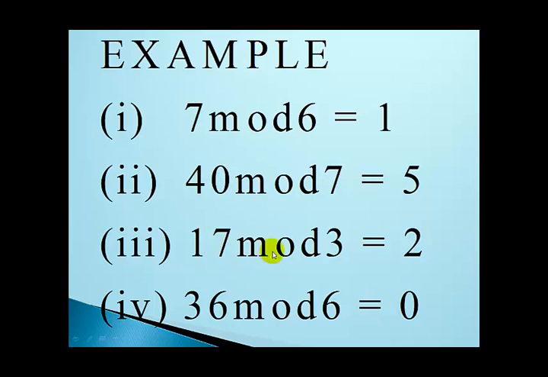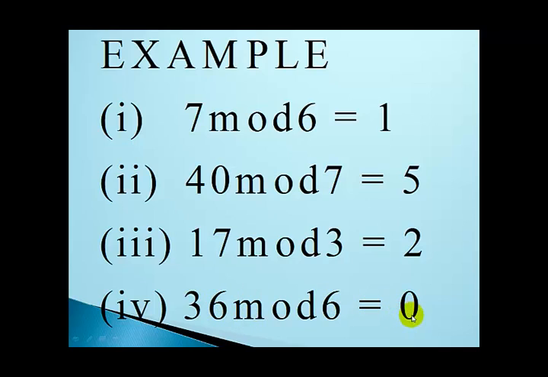17 mod 3 is equal to 2. This is because we have 5 groups of 3 in 17. That is, we have 5 groups of 3 in 17 and the remainder equals 2. 36 mod 6 is equal to 0. Why is it equal to 0? This is because we have 6 groups of 6 in 36 and the remainder is equal to 0.